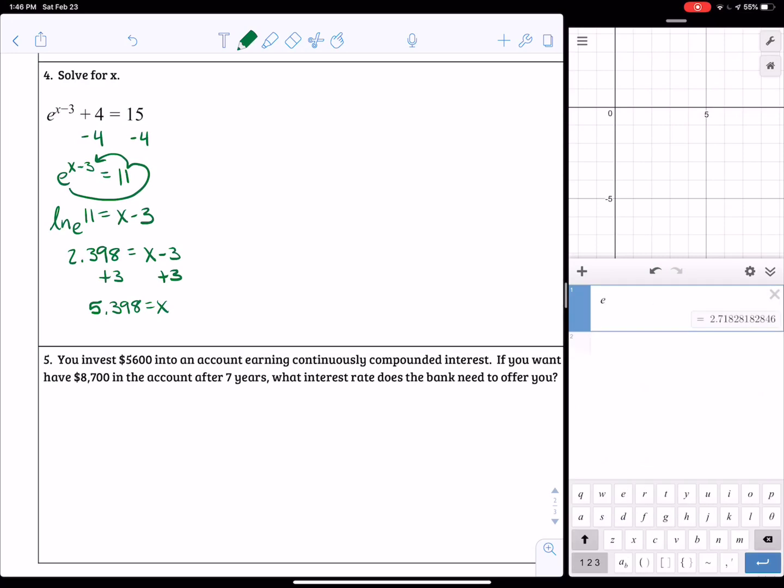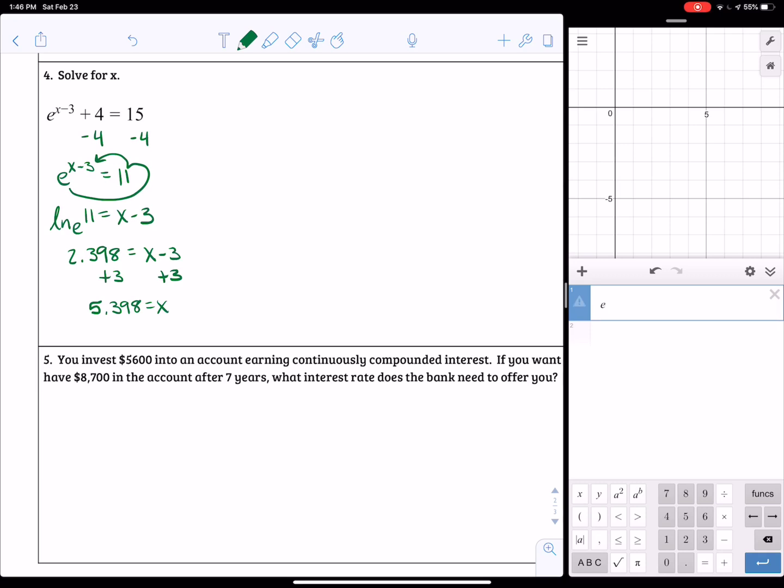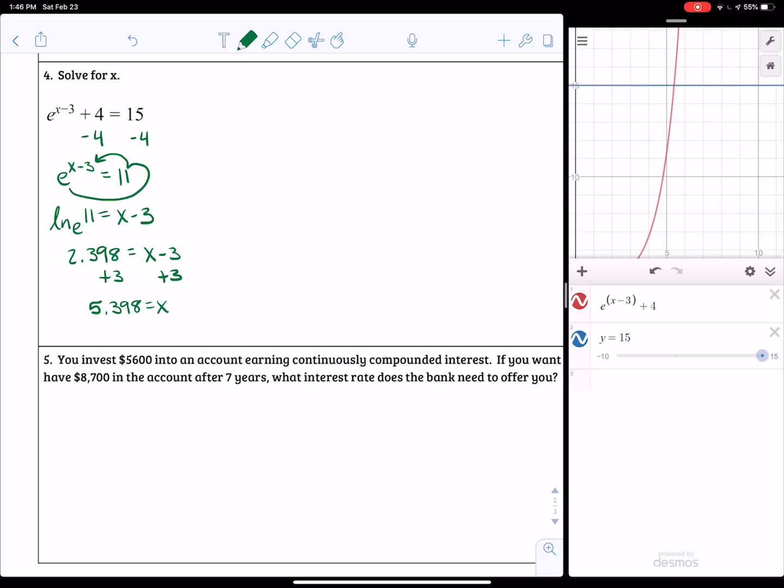So put a lowercase e. You want to put in an exponent with parentheses to group the x minus 3 all in your exponent. Then move it down to put the plus 4. And then in the second equation, put y equals 15. And then you just have to find where they touch. So notice we still get 5.398 with Desmos.